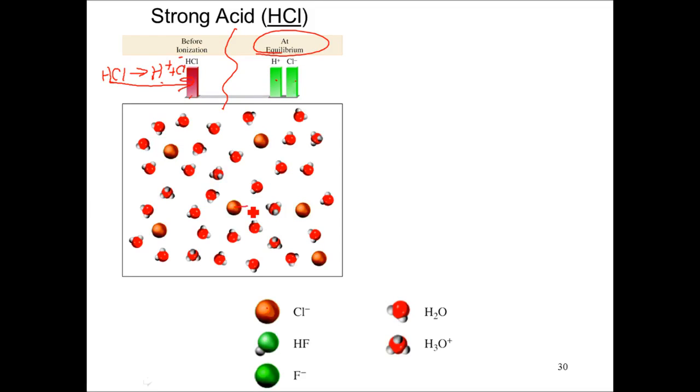So here's the picture. These are your negatively charged chloride ions being surrounded by the slightly positive ends of water. And we have our hydrogen ions that are going to form hydronium ions with water. This is what happens with our strong acid. This is very important: you have, at equilibrium, no reactant left, and all you have are your products.